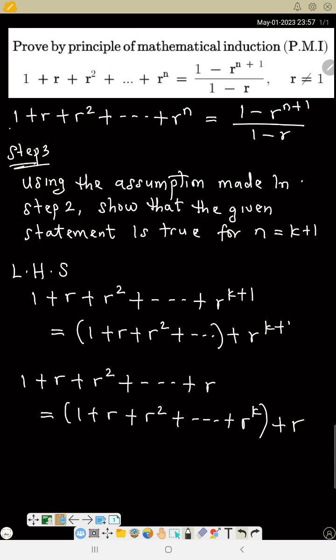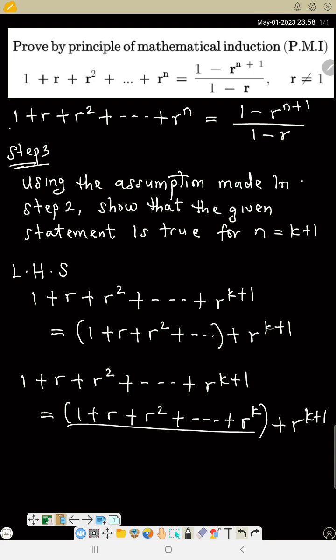R raised to power k plus 1. So in the next step, all this expression here is like what you have here, but we need to complete it plus r square, r raised to power n. So that is what I write here. So to complete this, you add r raised to power k to it. So then I have r raised to power k plus 1 outside.